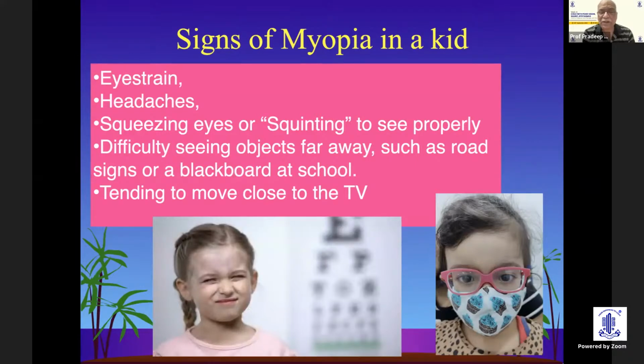So if they are not able to see from far away, and especially nowadays, many a times these children are referred by the school teachers that the child could not see the blackboard from a distance. And when they rotate the children in their classroom, they are picked up. They tend to move closer to the TV.